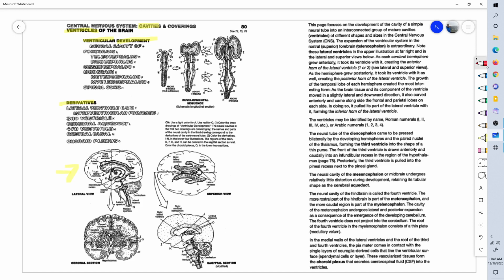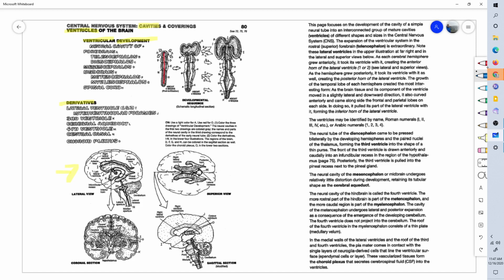Recall in our lessons about the development of the brain, we start out as a single neural tube, or the nervous system does. Recall that it was folded, the membranes were folded over and sort of pinched into a circular tube. And that's this neural tube right here.